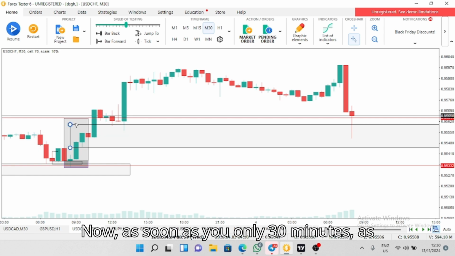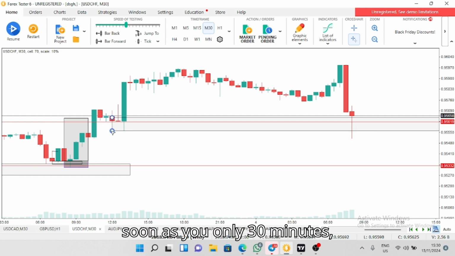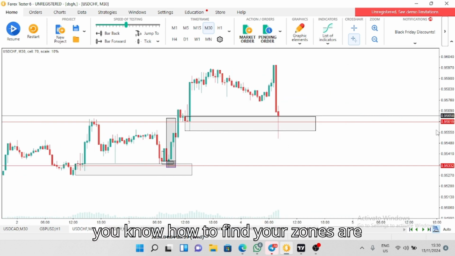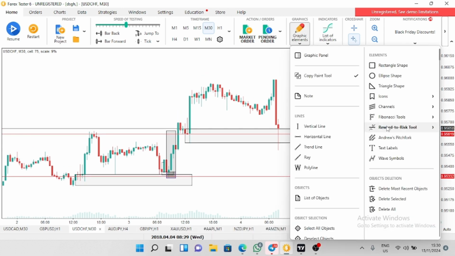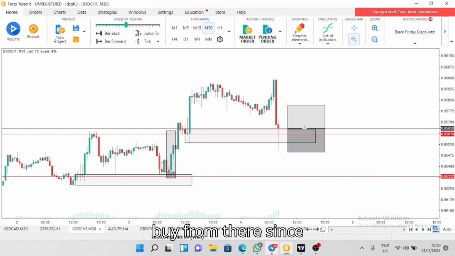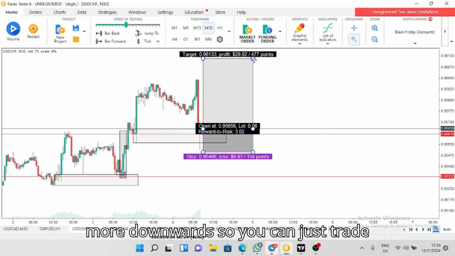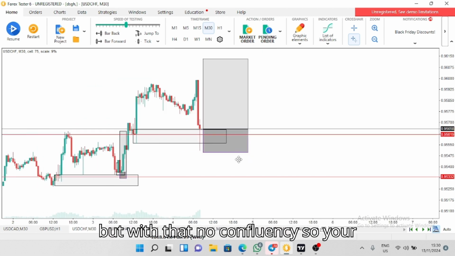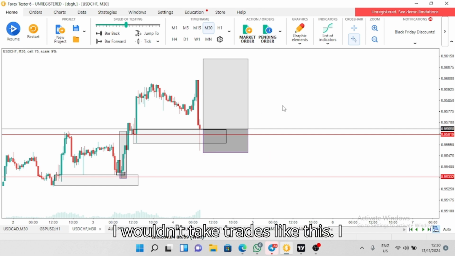Now, as soon as you're on the 30 minutes, and you know how refined your zones are, you can just buy from there, since there is no point for the market to trade more downwards. So you can just trade from there. But with that, no confluences, so your stop loss is... I wouldn't take trades like this.